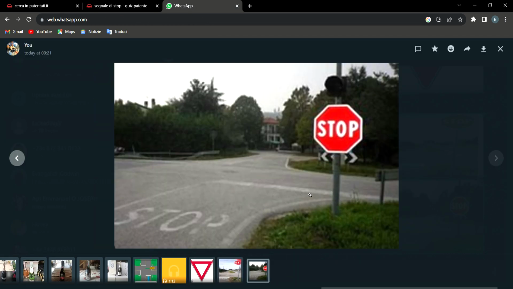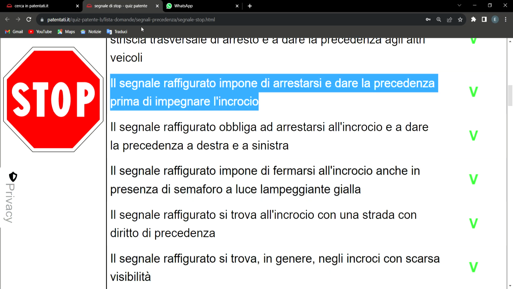Before you occupy this junction here, before you transit, all you have to do is stop. You have to stop where this line is. Stop, look to your left, look to your right, and look opposite. Before you transit, make sure that there are no other vehicles transiting. So that is for that. This is the reason why this one is vero.